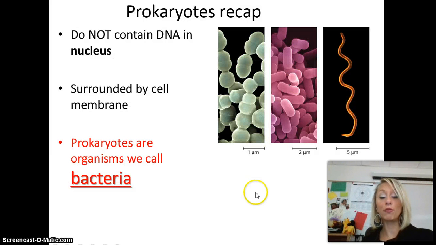A recap of prokaryotic cells is that they have DNA, but they do not have a nucleus. So they do have DNA, but they do not have that DNA contained in a nucleus. They are surrounded by a cell membrane, and usually the example that we will use for prokaryotic cells would be bacteria. These are 3 examples of prokaryotic cells, and they all 3 are examples of bacteria as well.